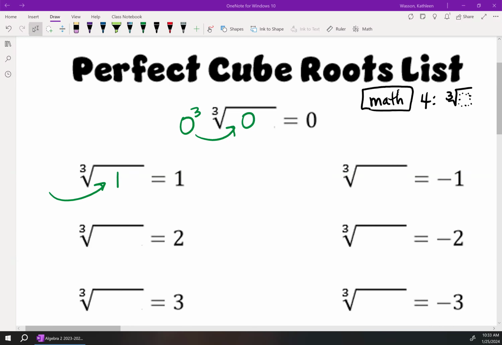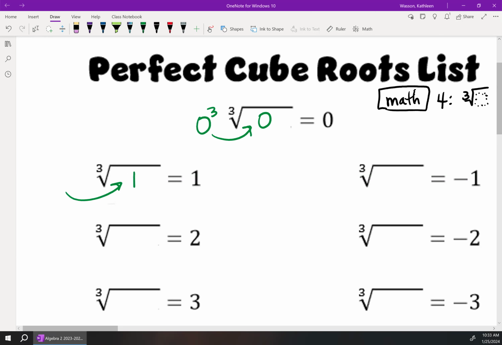The next lesson is about perfect cube roots. So we're filling in a table. You should have a handout that goes with this, or you can make one in your notebook where we'll find all the perfect cubes. What I'd like you to do to fill this in is make a cubes list also. So it'll be a cubes and cube roots list.